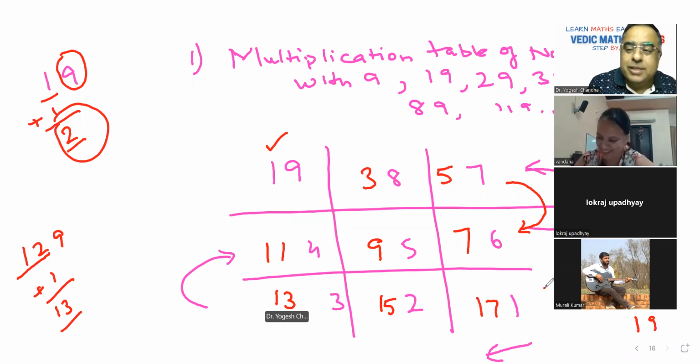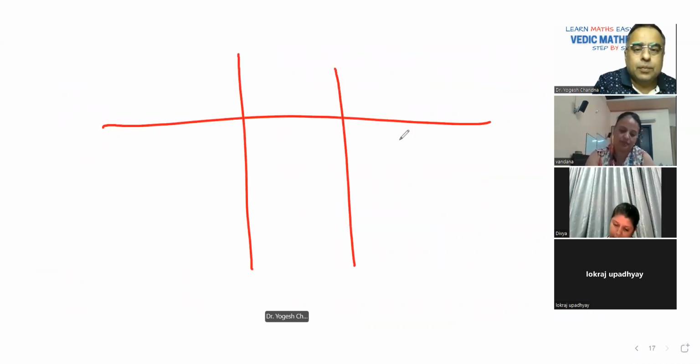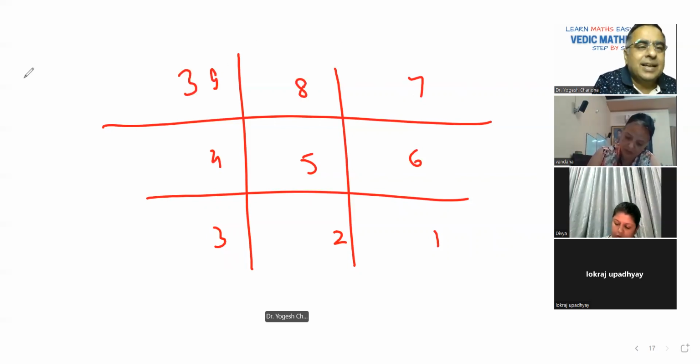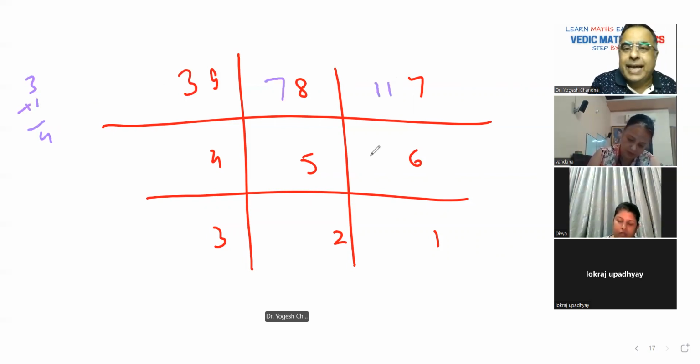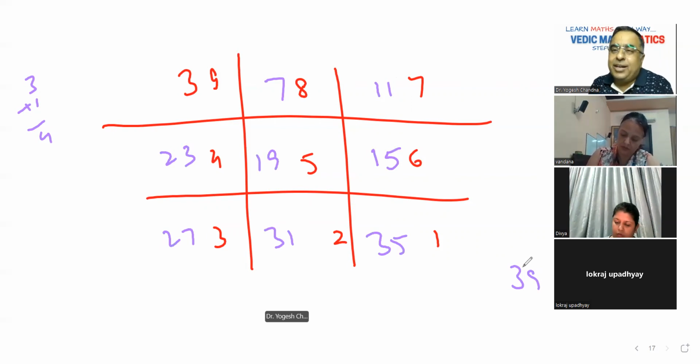Okay. Another question, for example, if it is 39, 3 should be added. No, 4 has to be added. 3 plus 1, 4 is to be added. 3 plus 4 is 7. 7 plus 4 is 11. 11 plus 4 is 15, 19, 23, 27, 31, 35, 39. Hardly 8 to 9 seconds we took and we found the table of 39, which was really difficult for anyone.